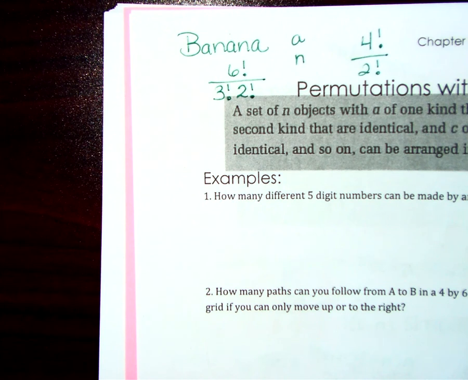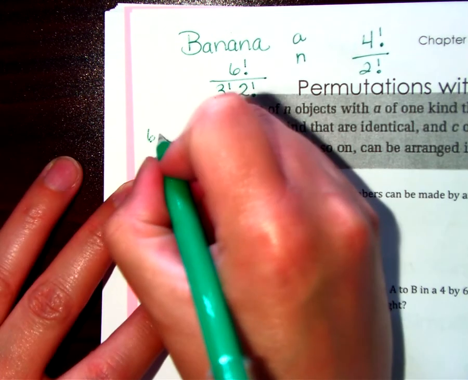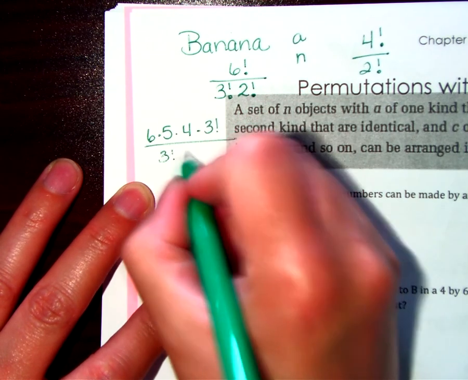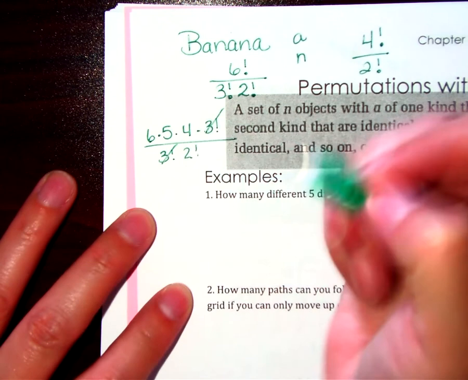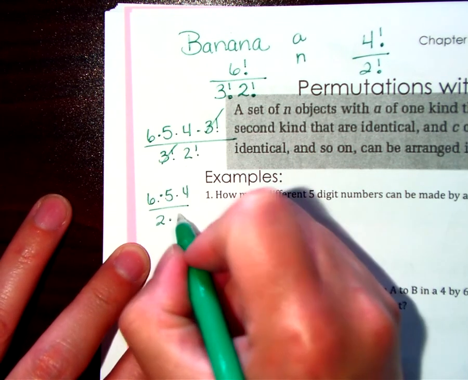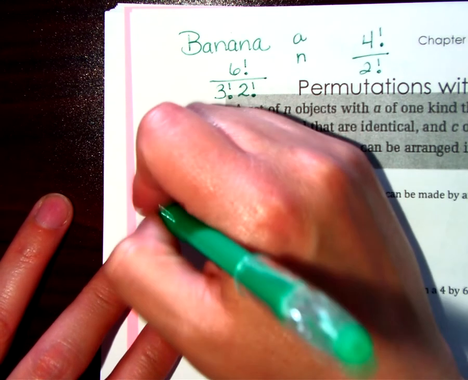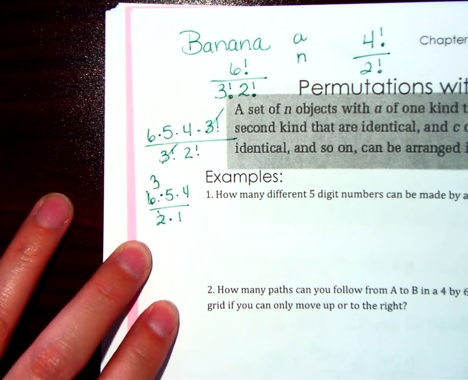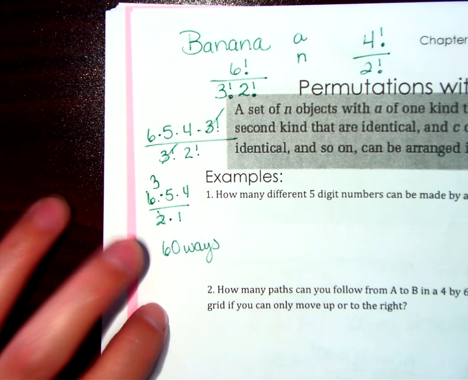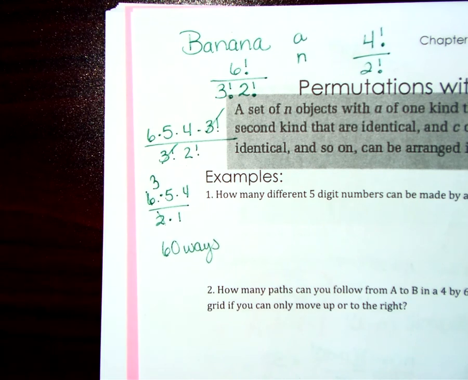All right. Okay, good. Do the next one. Expand it. Okay. 6 times 5 times 4 times 3 factorial over 3 factorial, 2 factorial. So the 3 factorials are gone. So I've got 6 times 5 times 4 over 2 times 1. 2 goes into 6 3 times. 3 times 5 is 15 times 4 is 60. So banana can be rearranged 60 different ways.